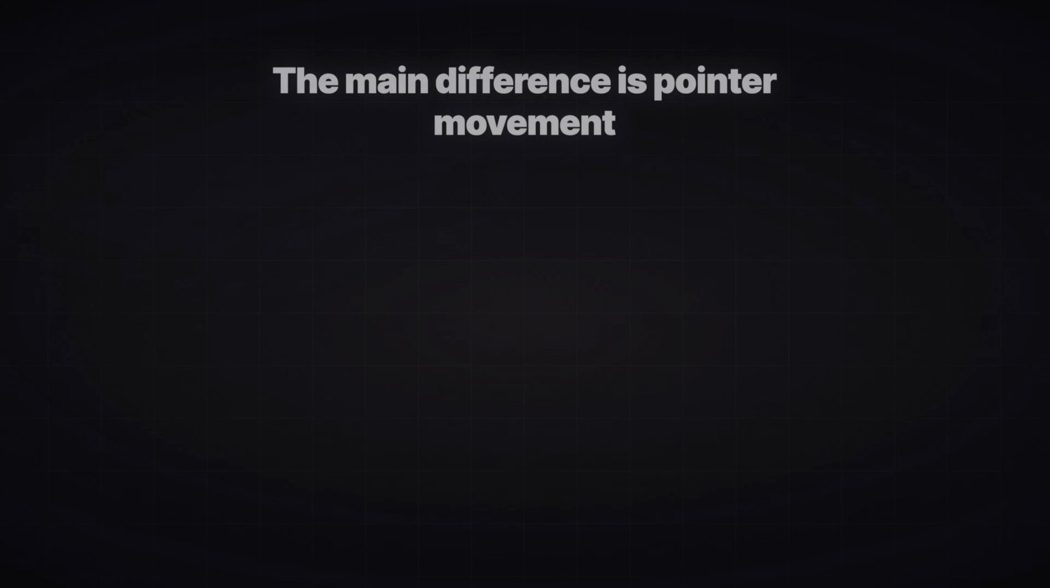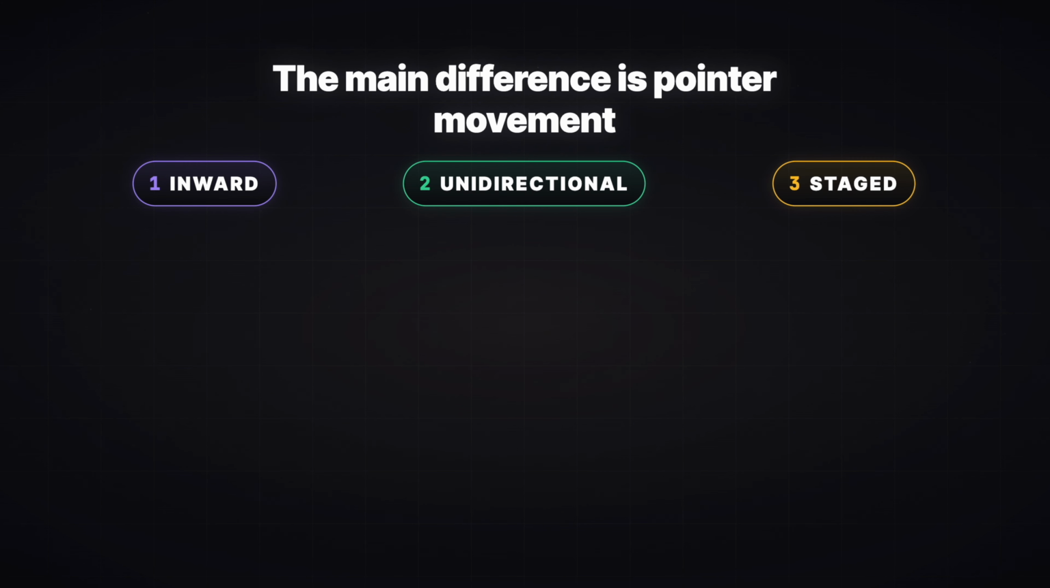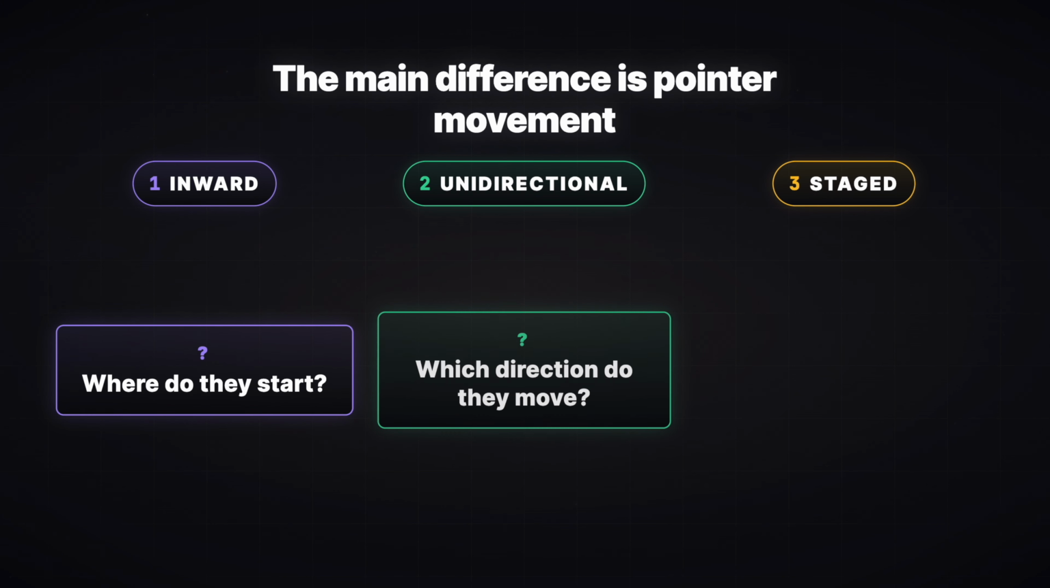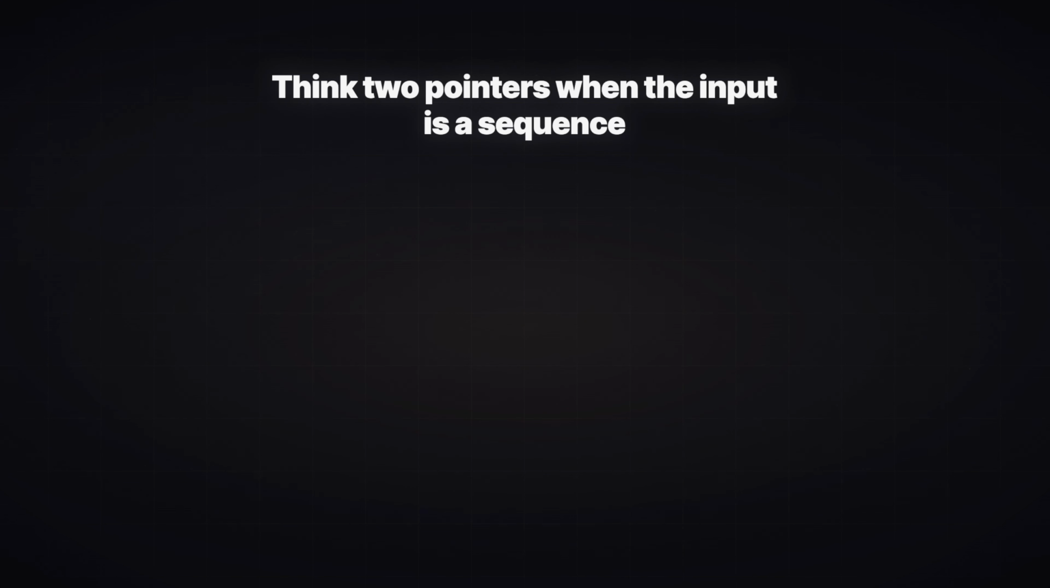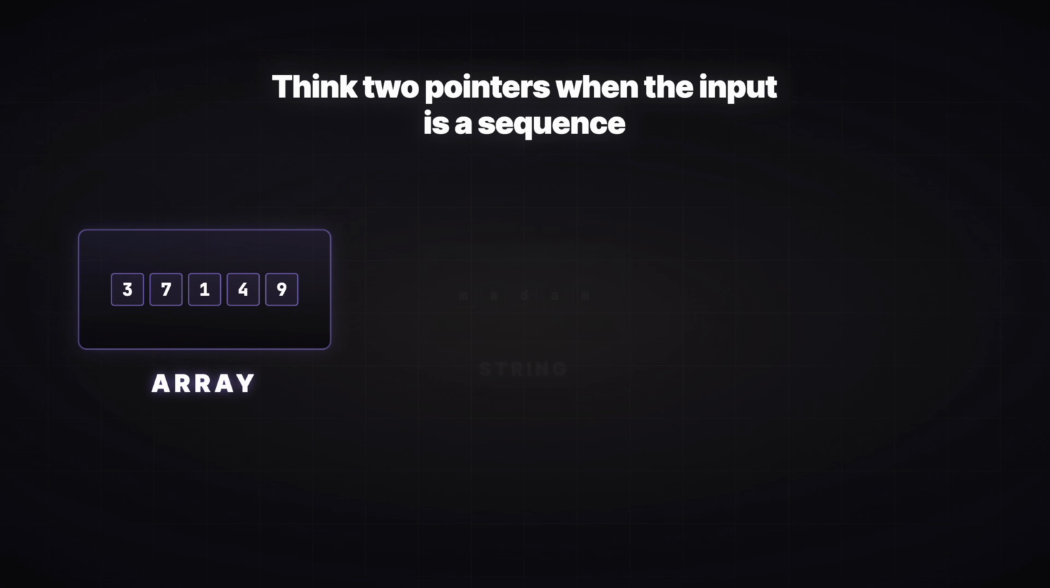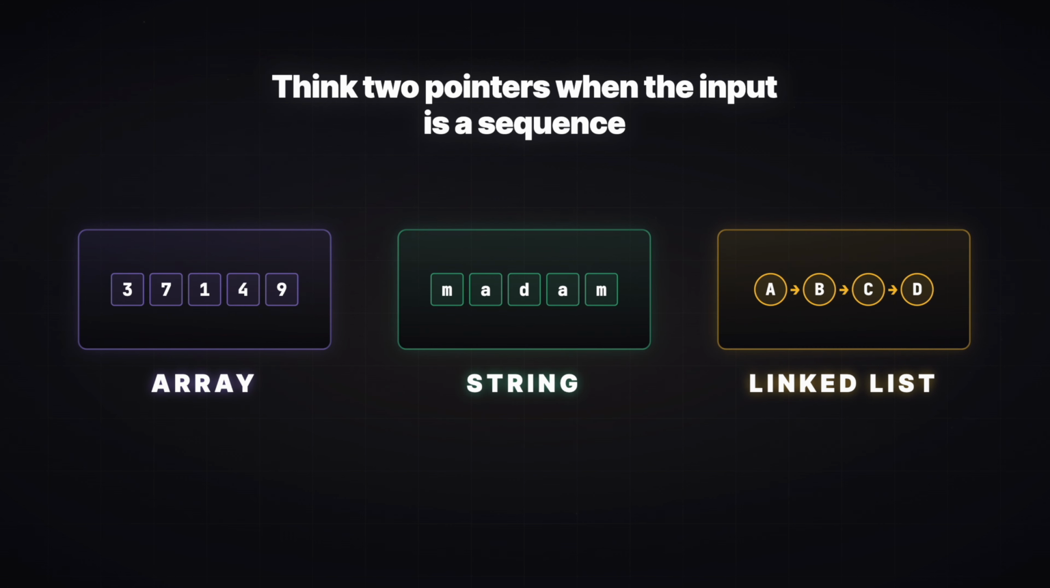So the main difference is pointer movement. Where do they start? Which direction do they move? And what decision controls the movement? You should think about two pointers when the input is a sequence. For example, an array, a string, or a linked list. Also look for these clues.